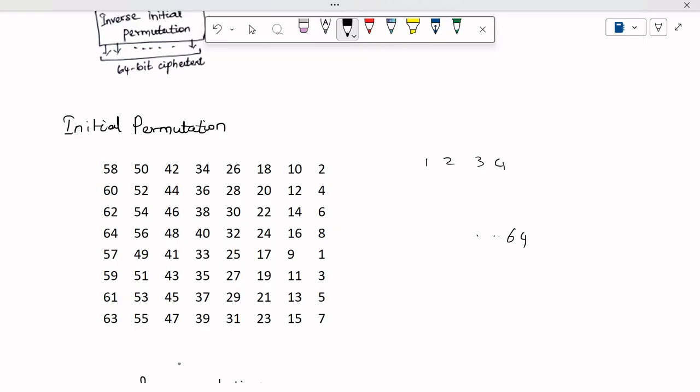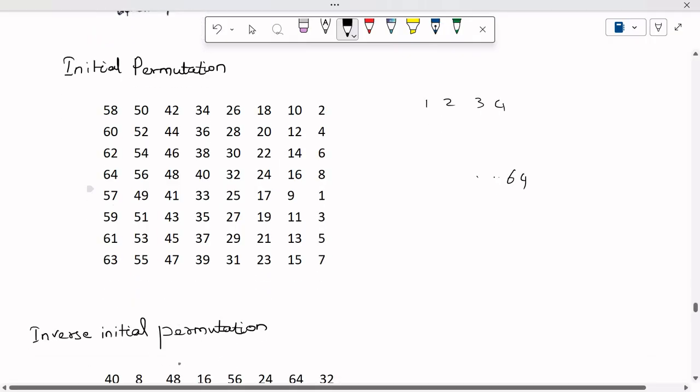So we are in the initial permutation. This is how the bit positions will get changed. The first bit will come to this particular position, the 58th bit will come to this position, and the 50th bit of the plain text will come to this position. Like that it goes on. Just have an idea on it.